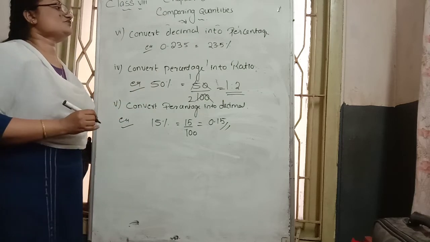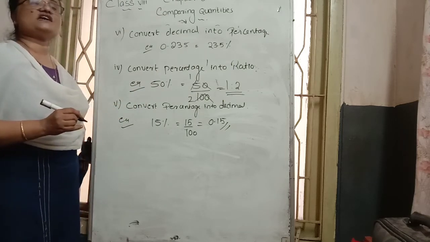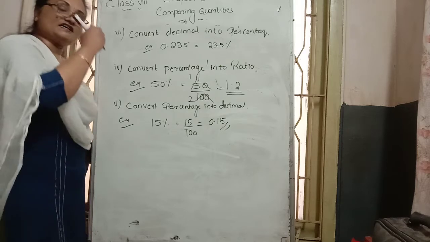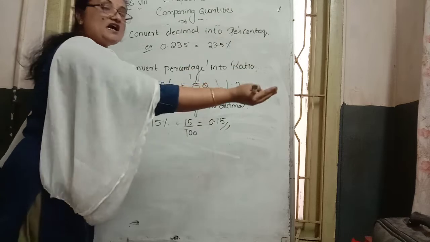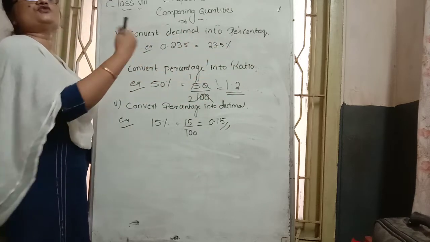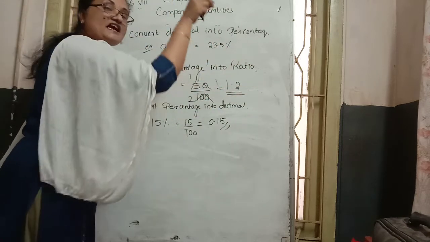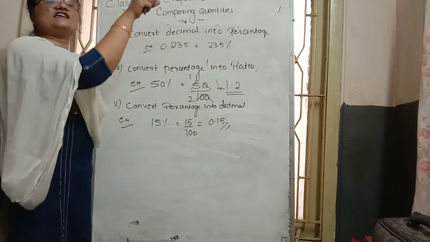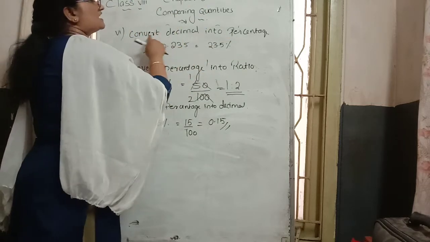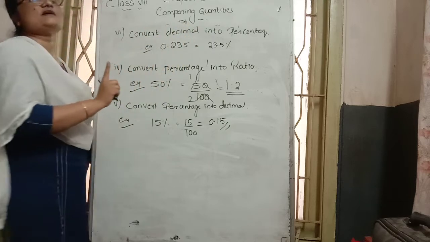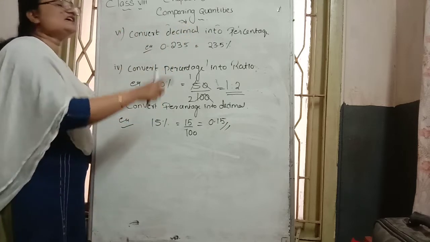What is the procedure for decimal number conversion into a percentage? Where the decimal point is, move it two places to the right side, put the decimal point, and keep the percentage symbol. That is the procedure to convert a decimal into a percentage. I hope these are the 6 rules.